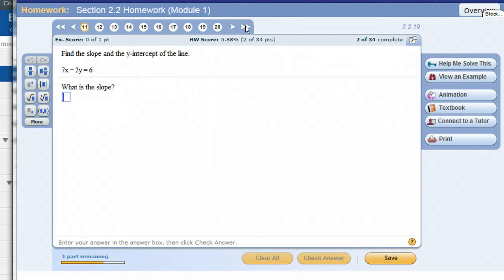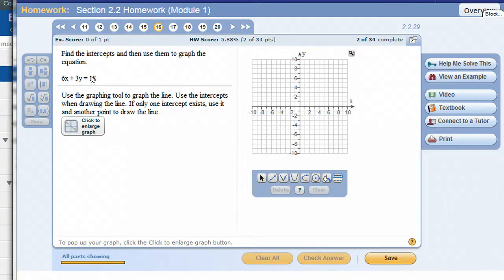Now there are also problems where you have graphs, like problem number 16, I think. Find the intercepts and then use them to graph the equation. Well, if you want to find the x-intercept, you would set y equal to 0. So if y is 0, x is 3. And if you want to find the y-intercept, you'd set x equal to 0. So if x is 0, y would be 6. So we can graph this line. Now anything of the form ax plus by equals c will be a straight line.